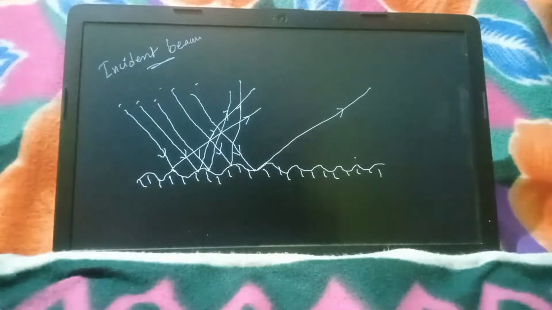So now, regular reflection is over. Now we'll go with one more topic, that is about object and image. We'll work it out. So what is an object and what is an image?